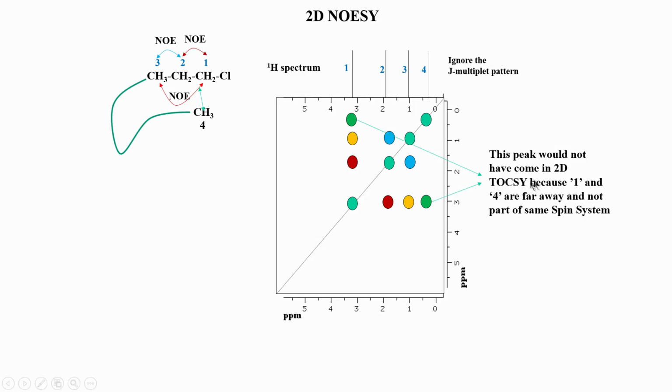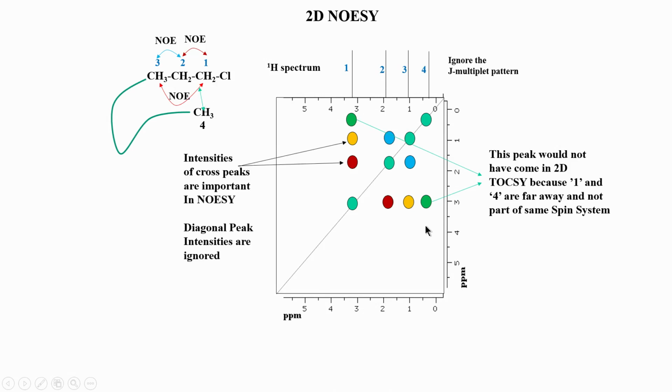You can see that this peak would not have come in 2D TOCSY, because 1 and 4 are far away in terms of bonds, and they are not part of the same spin system. If you recollect the concept of spin system in TOCSY, we said that a network, a family of protons which are coupled to each other by J coupling, we call a spin system. But here this hydrogen and this hydrogen are in no way connected by J coupling, because this is very far. So, they do not belong to a single family, they belong to two different spin systems, but still they will give a peak because they are close in proximity or space.